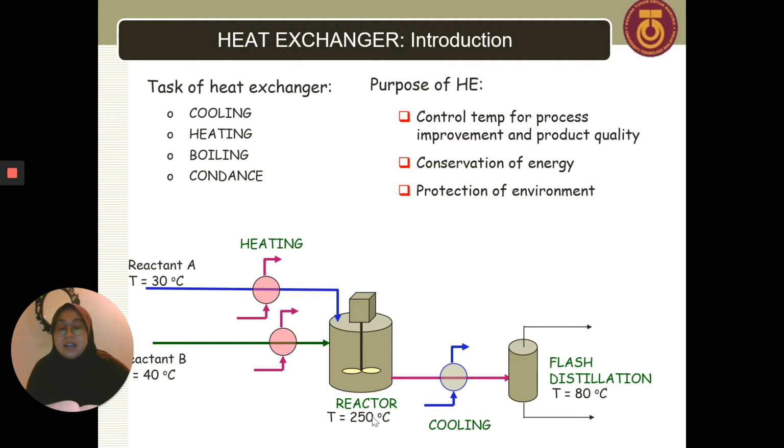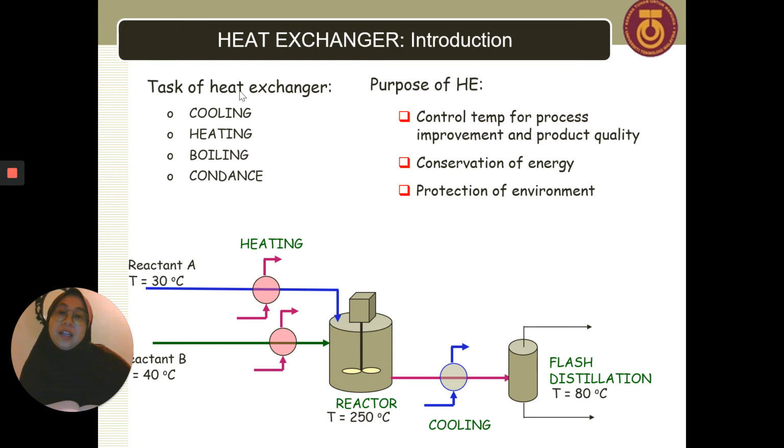After the reaction has taken place, before you proceed to the next unit operation, you need to cool it down before it enters the flash distillation column, for instance in this case. Therefore, you also need a heat exchanger to reduce the temperature. So the task of a heat exchanger is not only for heating, but also for cooling.